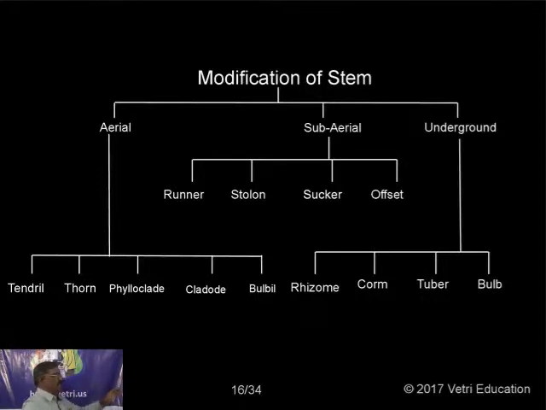Subaerial means, aerial means above the ground, subaerial means on the surface of the ground. Such modifications: runner, stolon, sucker, offset. Regarding the underground modifications: rhizome, corm, tuber, and bulb. Now let us see one by one. Now let us see the aerial modifications.